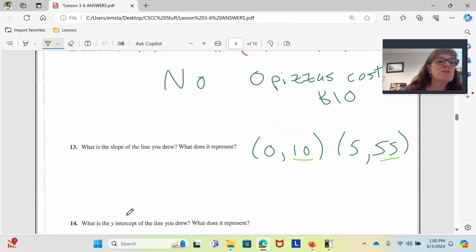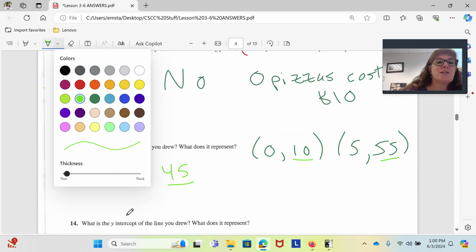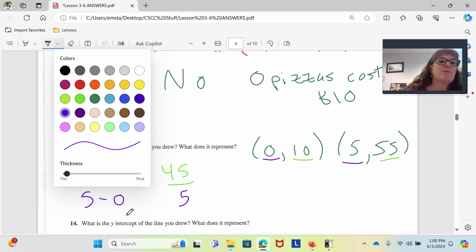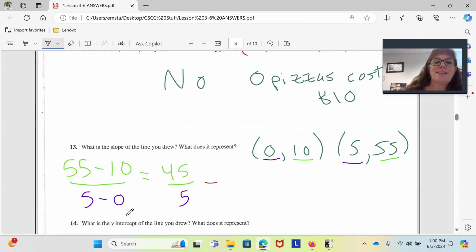Subtract your y values. 55 minus 10 equals 45. And then let's subtract your x values in the same order. So 5 minus 0, which is 5. And then divide those out. Take 45 divided by 5, and we get 9. There's that number we're seeing all over the place. It's not going to change because it's $9 per pizza.